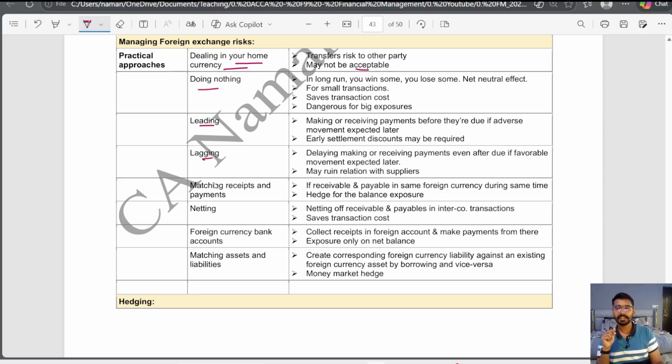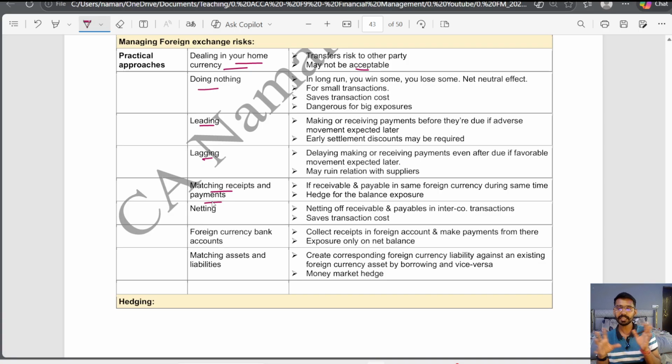A similar technique is called netting, but this is only for intercompany transactions. Oftentimes when you're dealing with foreign subsidiaries, there are some head office charges which you charge, and then let's say the subsidiary is providing you certain services, certain goods.